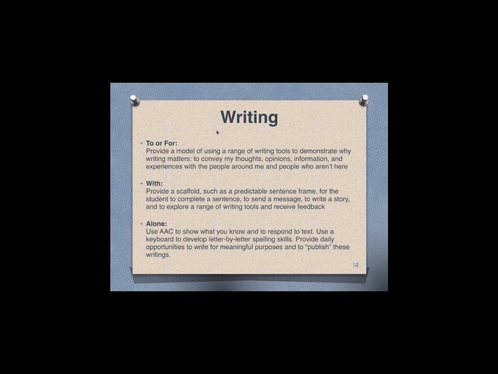And then eventually getting our kids to a point where they can use their communication systems to show us what they know so that they can respond to text, so they understand the concept of writing is taking the ideas from my head and sharing them with other people, and we can do that with a communication system, we can do it with a keyboard. And then we'll start really developing our kids' letter-by-letter spelling skills and the like. But we have to start with that model of writing for our kids so they understand what that is.